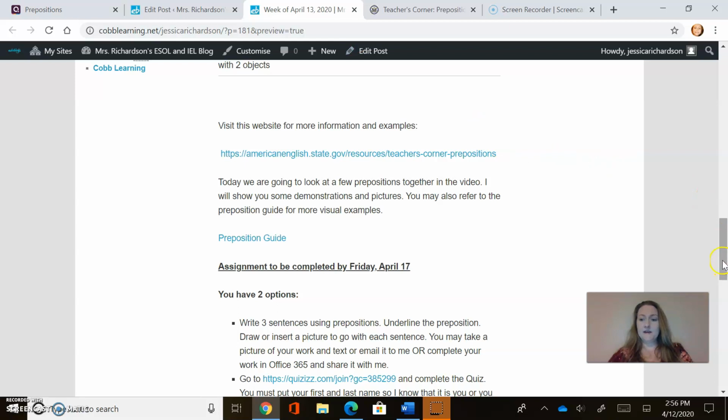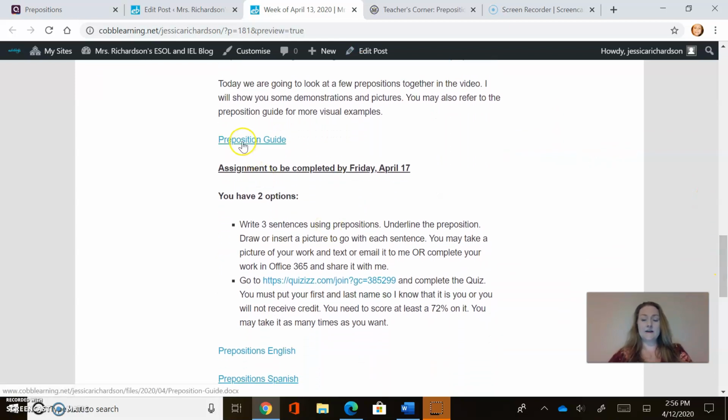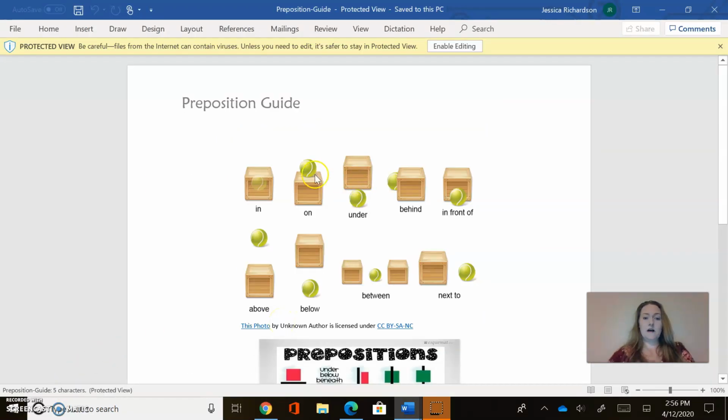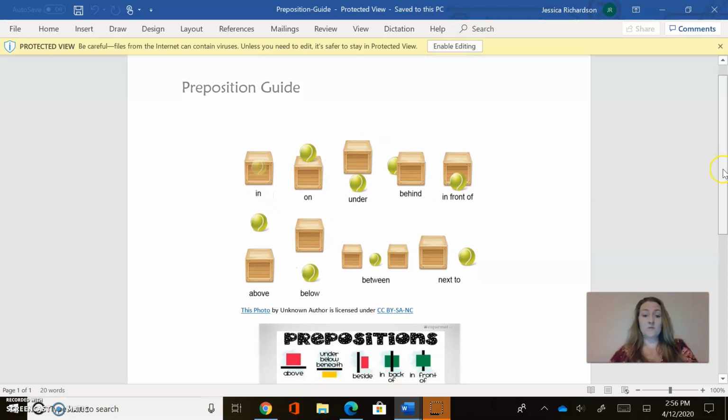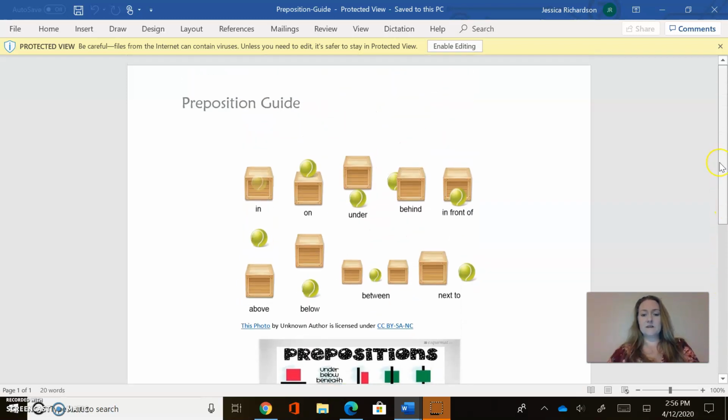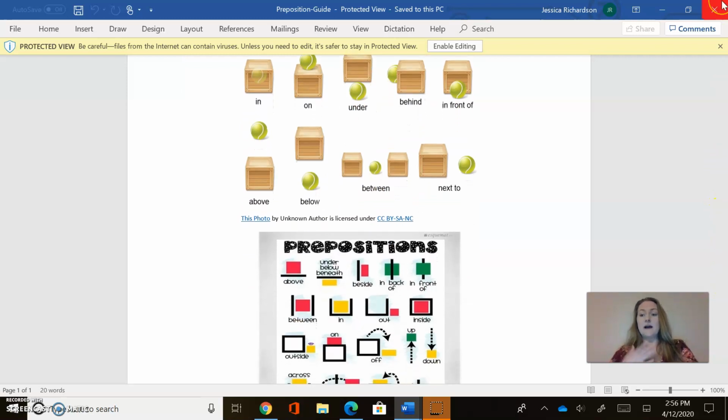And then I have a preposition guide here. So if I click it, it's going to download, pull it up. There are just some pictures that I found that I was able to use that are free of copyright infringement. So it tells you here that it was by an unknown author and it's licensed. But these are good visuals for you while you're working on prepositions this week. This one too. I thought these were really good. Those are good visuals for you to see. In my other video, I'm going to model and demonstrate them.